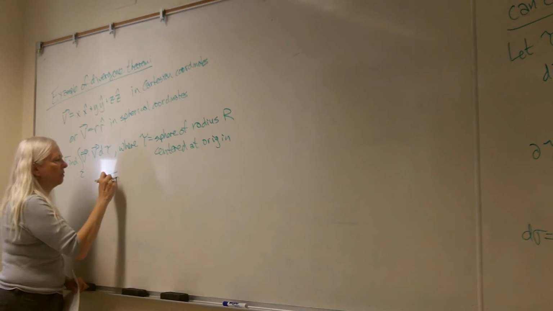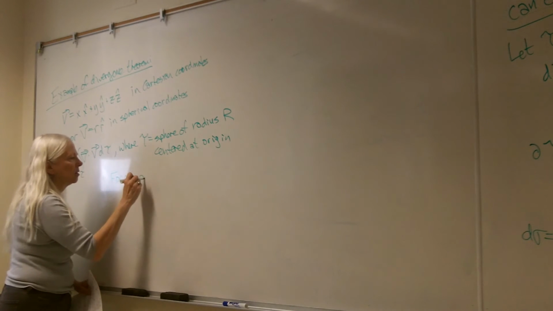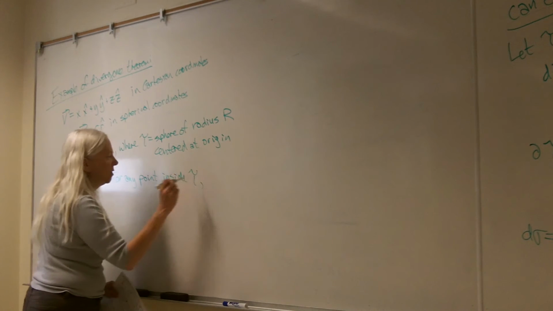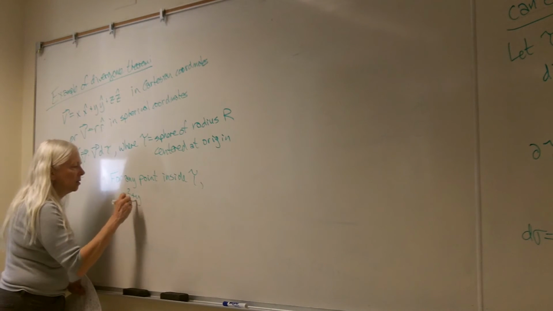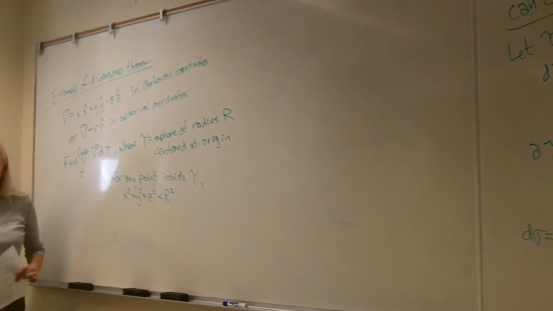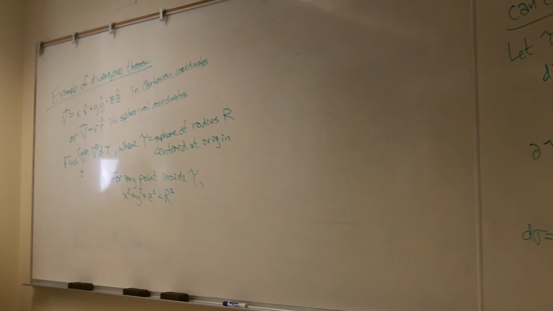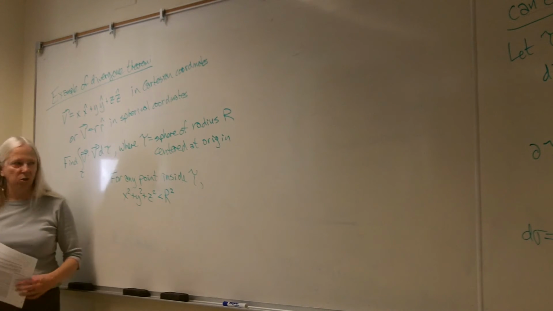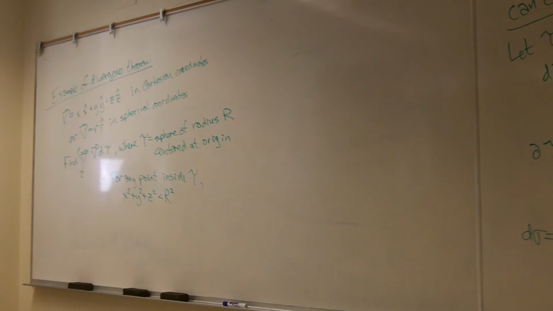And of course, that means that for any point inside of tau, inside of this volume, x squared plus y squared plus z squared has to be less than capital R squared. Okay? Remember, the equation of a sphere would be x squared plus y squared plus z squared equals R squared. Right? So a point whose coordinates x, y, z satisfy x squared plus y squared plus z squared equals R squared would be on the surface of the sphere. So if x squared plus y squared plus z squared is less than R squared, this is a point on the interior of the sphere. Okay?